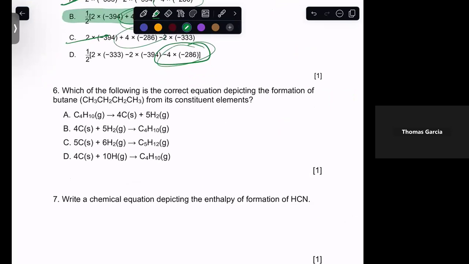Number 6, which of the following is a correct equation depicting the formation of butane from its constituent elements? All right. Well, first off, butane, if we count it out, has 1, 2, 3, 4 carbons, not 5 carbons. So it cannot be C. Again, this is a formation. It cannot be A. That's decomposition. So it's got to be B or D. The difference is when we use constituent elements, we still have to follow diatomic elements. They take precedent. So it cannot be D. Our answer must be B.